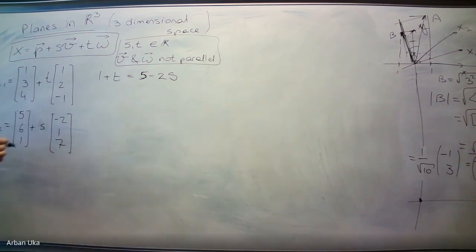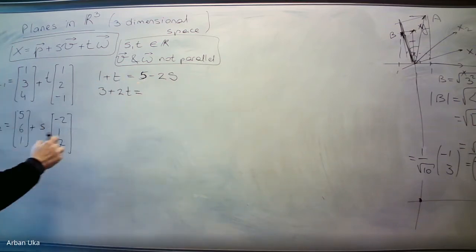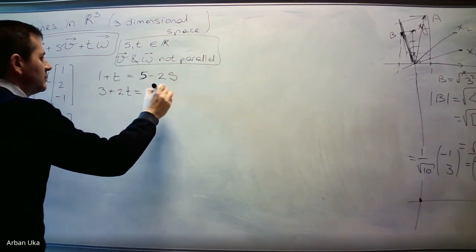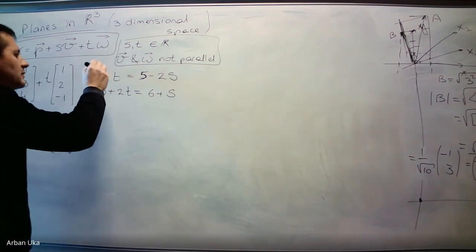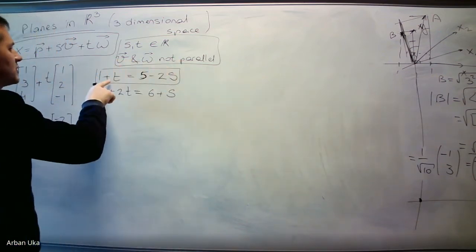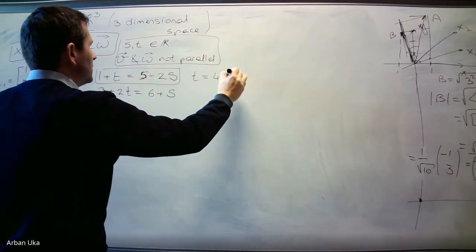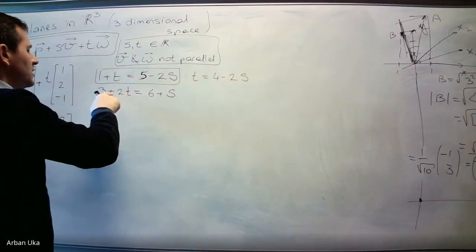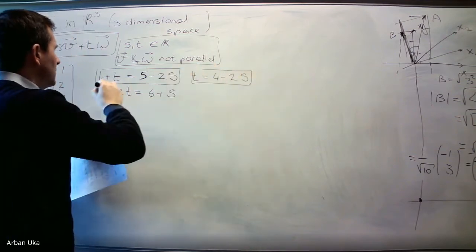Then we can also do this one: 3 plus 2t would be equal to 6 plus s. Now, can we find a solution for this system of equations? Let's find this together. Here, t is equal to 4 minus 2s. We can insert this one here.